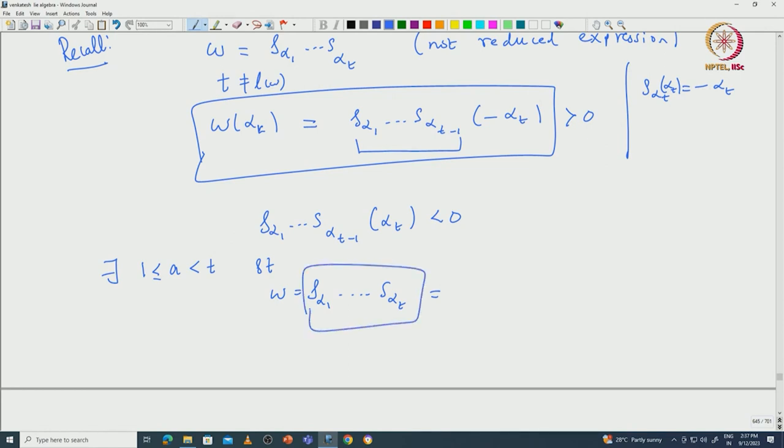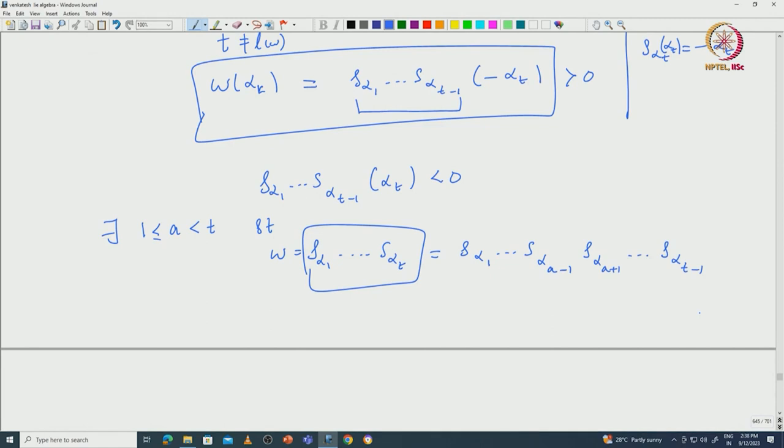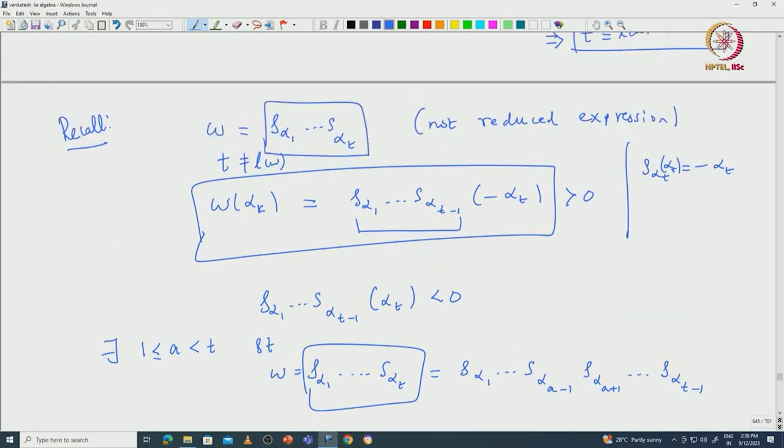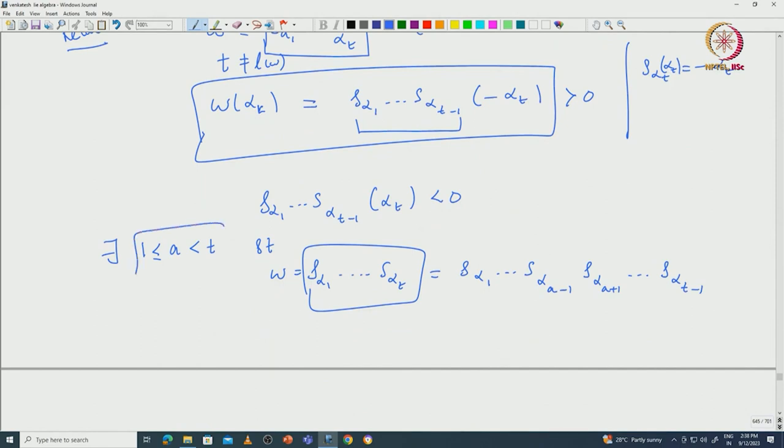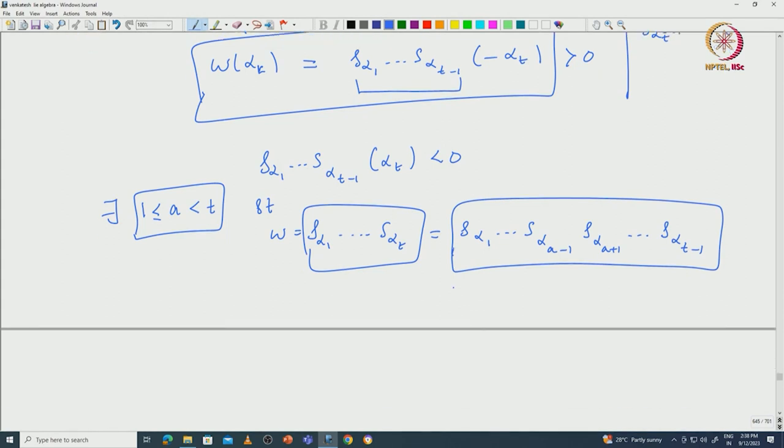So, that means W can be written as S alpha 1 etcetera S alpha A minus 1, S alpha A plus 1 etcetera S alpha t minus 1. Note what it says: in case this expression for W, S alpha 1 etcetera S alpha t, is not reduced, then we will be able to find this index A between 1 and t minus 1 such that we can write W as a product of a smaller number of simple reflections. We are dropping S alpha A and S alpha t from the expression that we had for W. This is a very important observation. We called this the deletion property of the Weyl group W.